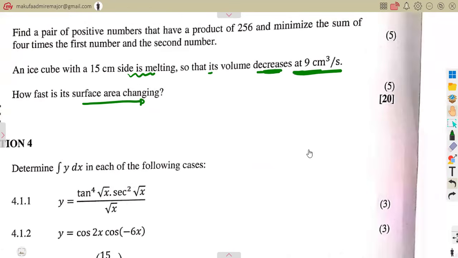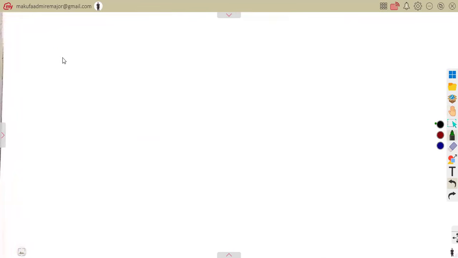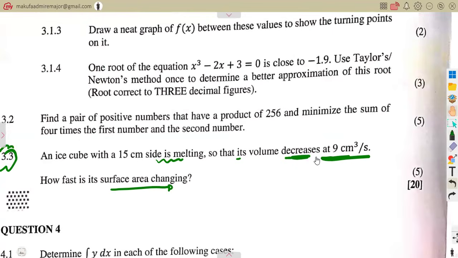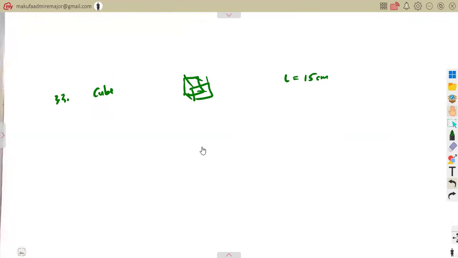Okay, guys, this is a cube. That's 3.3. Let's see. There we have got a cube. Remember, a cube, all sides are the same. All sides that you're given. So I'm just going to represent my side as L, length, 15 centimeters. We are told that the volume of this cube decreases. A decrease, that's a negative. So it was going to be like this.